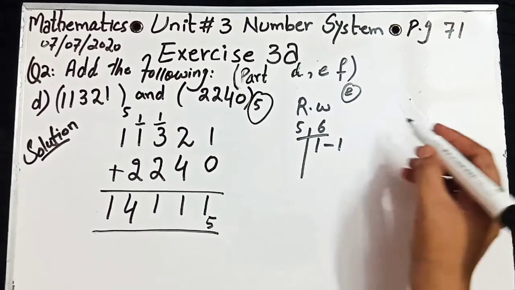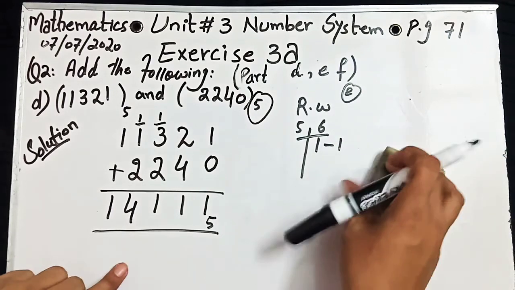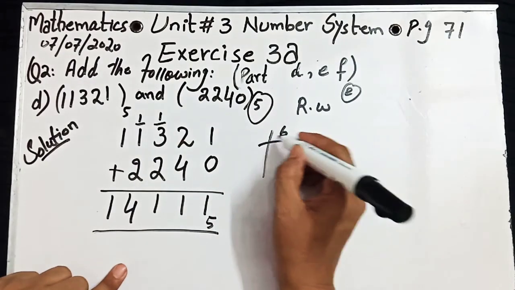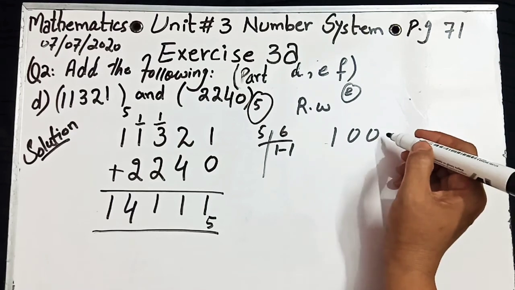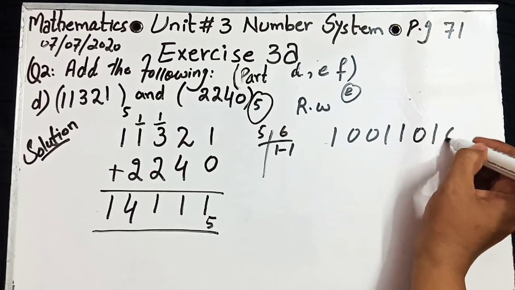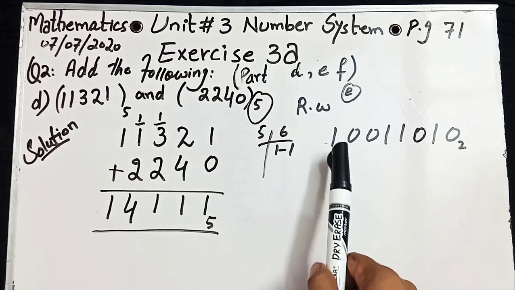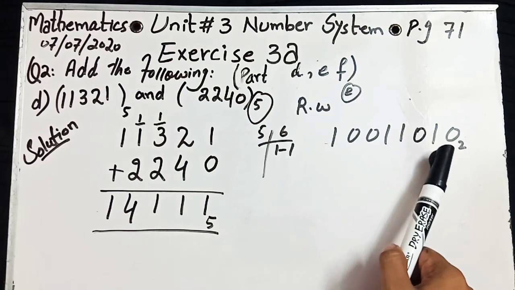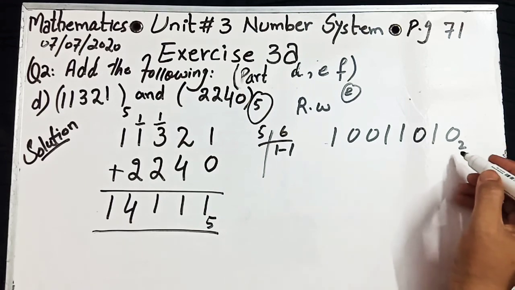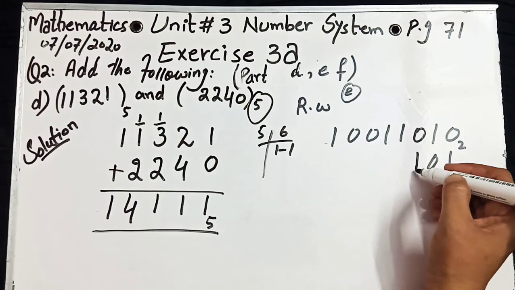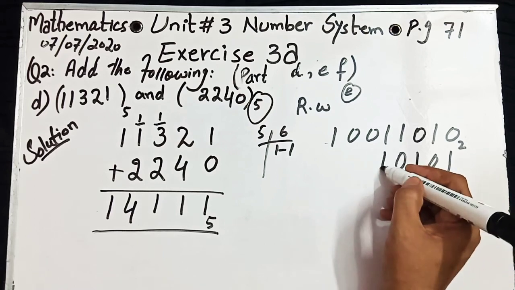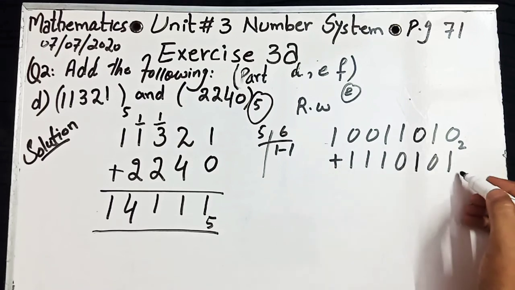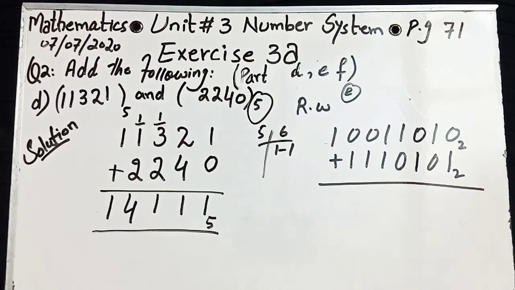Next part, E. 1010 base 2, plus 1111. Okay, check your question one more time: 1010 plus 1111. Now we add them.